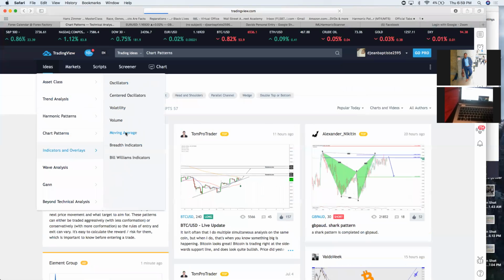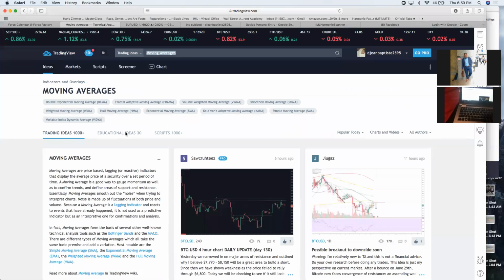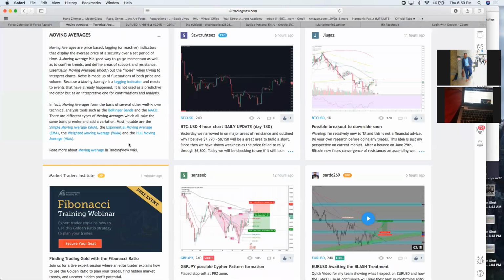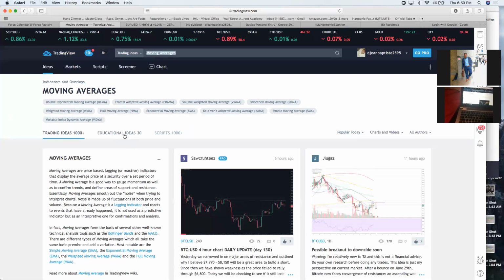All right, but let's just click on the moving averages real fast, and let's see what type of different averages that they have. All right, they have the EMA, which a lot of people use, the exponential moving averages, the simple moving average. This is one of my favorites. The smooth moving average, and the double exponential moving average. This is one of my favorites as well too. All right, so you have the opportunity of learning different types of moving averages in the education ideas as well as the trading ideas as well too.